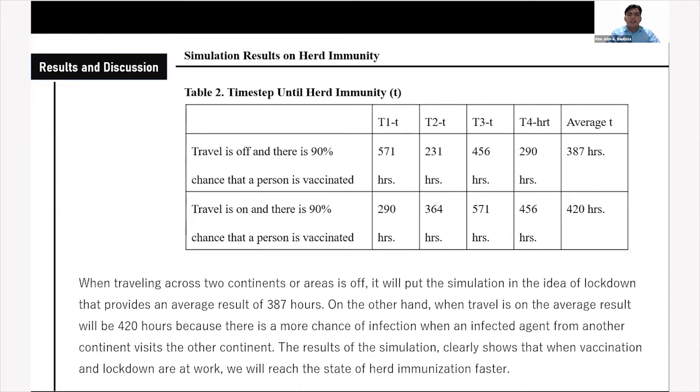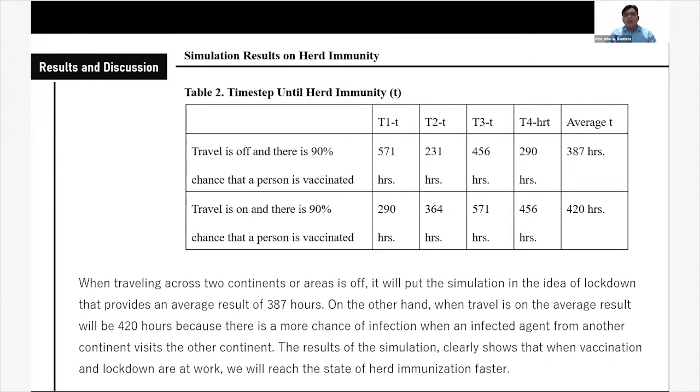First, simulation results on herd immunity. Table 2 presents the result of the length of the simulation, which indicates the number of hours that pass from the beginning of the simulation until it reaches the state of herd immunization at the end of the simulation. Given that both conditions are presented to have a 90% chance of inoculation or vaccination, but differ in the travel control, the results are not far from each other.